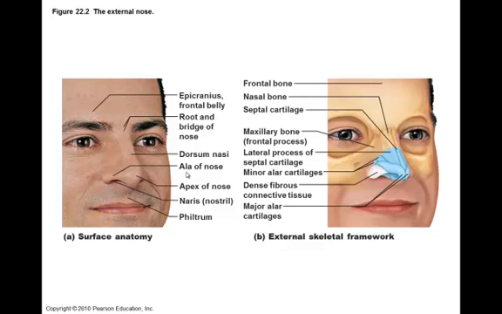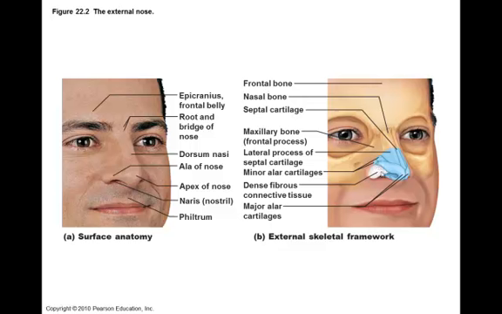Ala would be singular. So a nostril is a naris. If we put an E here and replace that I, those would be nares, those nose holes that would lead up into your nasal cavities. And the philtrum is this region right here above the lip. That is your philtrum.